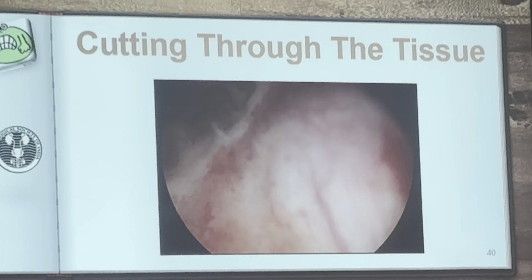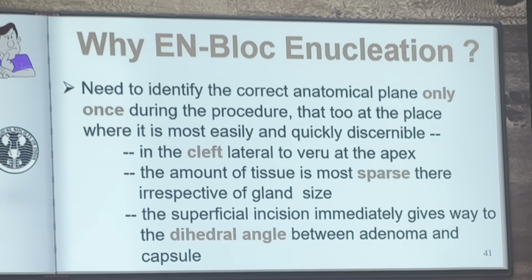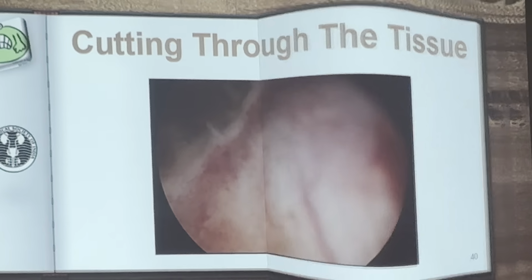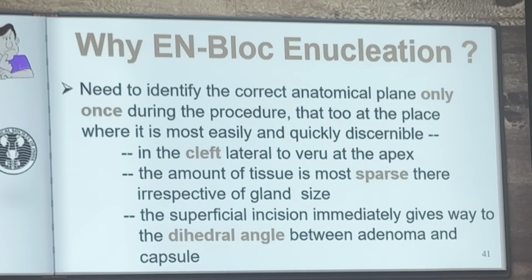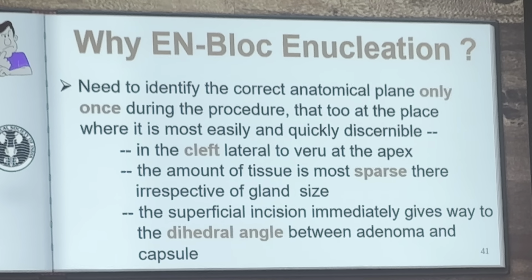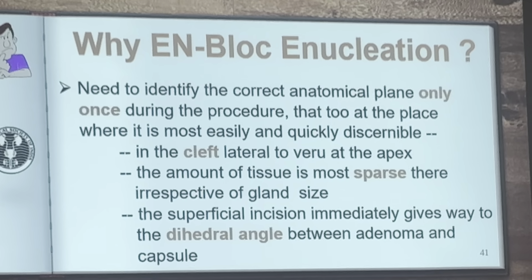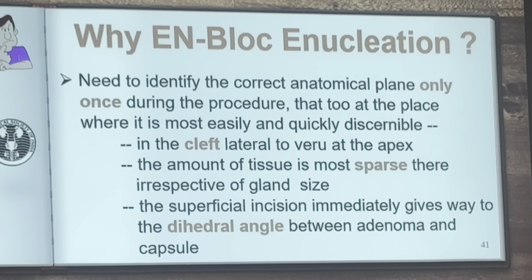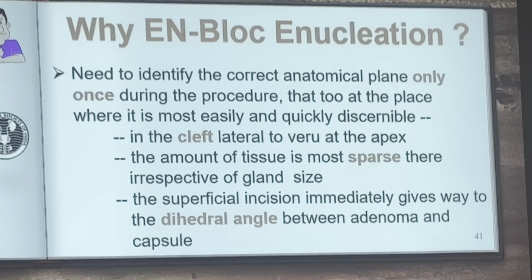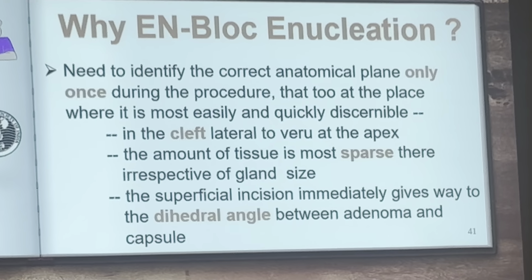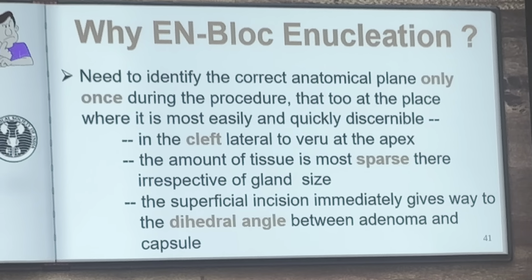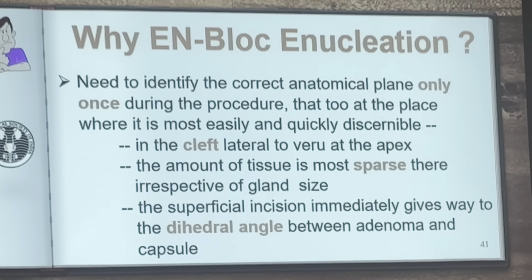So because of that, a new kind of technique came, which was called en-bloc enucleation. Why en-bloc? Because you need to identify the plane only once, and this mimics open surgery. What we do is a commissurotomy at 12 o'clock. In en-bloc, we do it at the 6 o'clock, and then we do not go anywhere else, and we just keep identifying that plane.